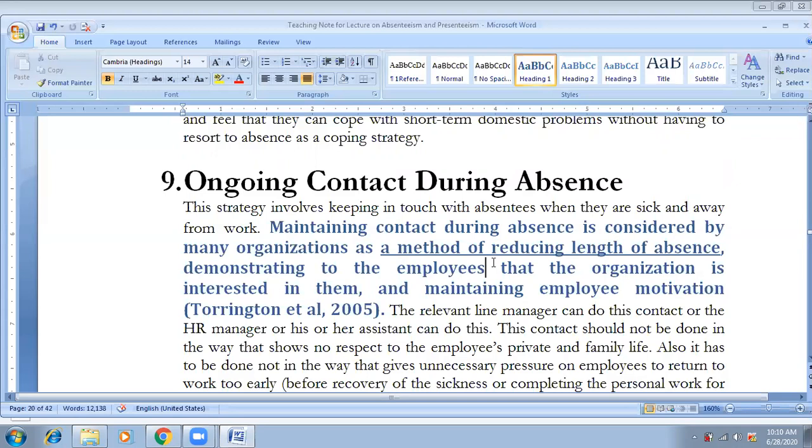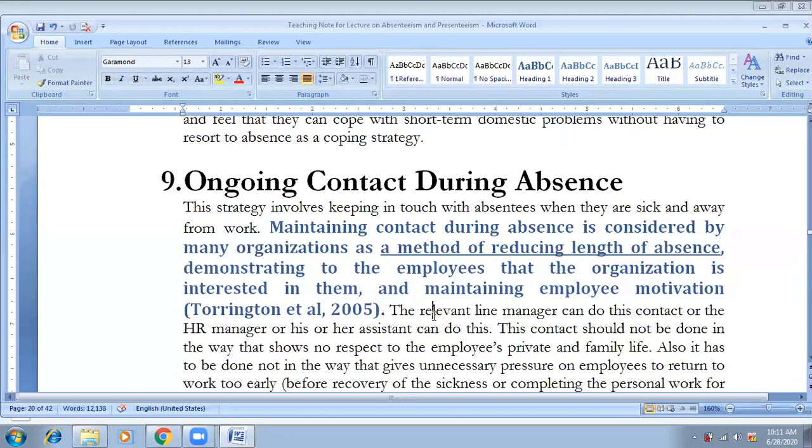So assume you got absent. Now you are at home, and I am your boss. So I maintain a kind of contact during your absence. Assume you are going to be absent for 3 days because of a personal reason, say the wedding of your son or daughter. Then why not, I may contact you, and that might reduce it. Instead of 3 days, you may decide to come to work after taking 2 days only. That's why this is considered a method of reducing the length of absence.